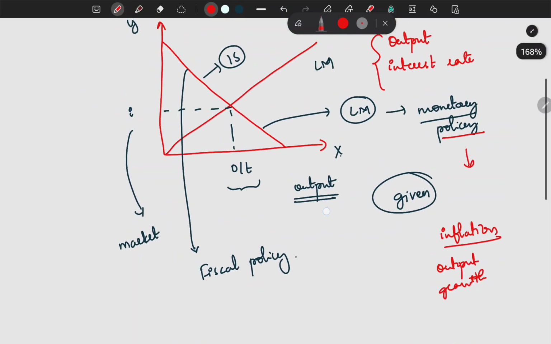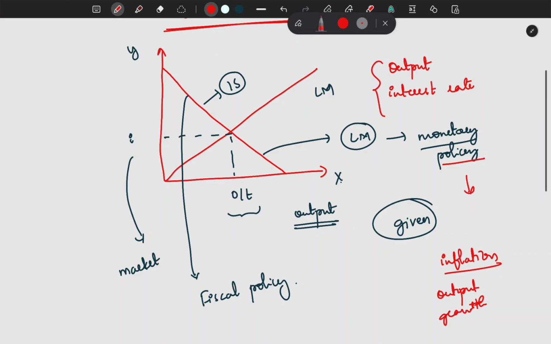This is a brief thing you need to remember before moving ahead with the IS and LM curves. As we know, we can talk more about the shift in the IS curve and the shift in the LM curve, how they affect output, inflation, and interest rate, and how government involvement in taking loans and more production in the economy affects this IS-LM curve. We can study that later.